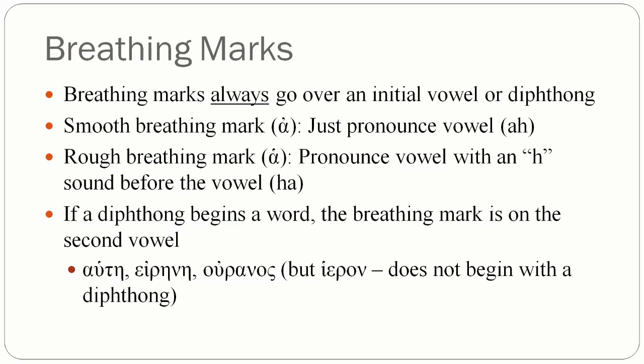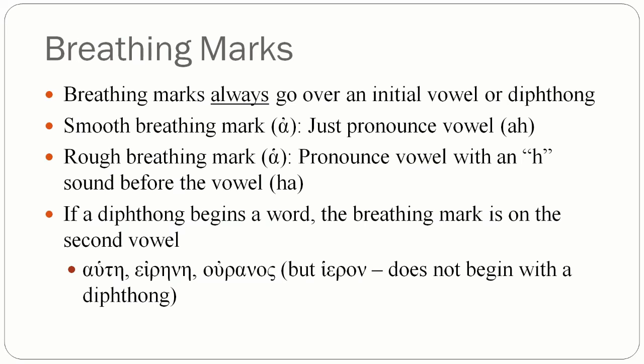All right, so those are the rough and smooth breathing marks. If what begins a word is just a single vowel, you'll just put the breathing mark over that vowel. But if your word begins with a diphthong, the last point on this slide here, you would put the breathing mark over the second vowel. Again, the diphthong is that combination of two vowels. And if you have the diphthong beginning the word, you put the breathing mark over the second vowel.